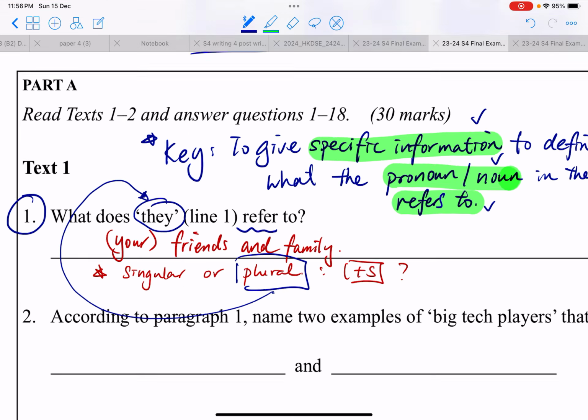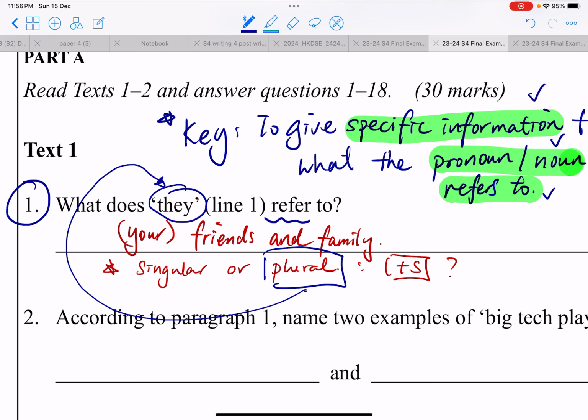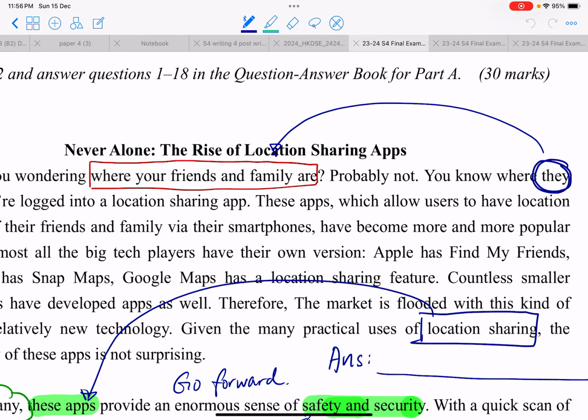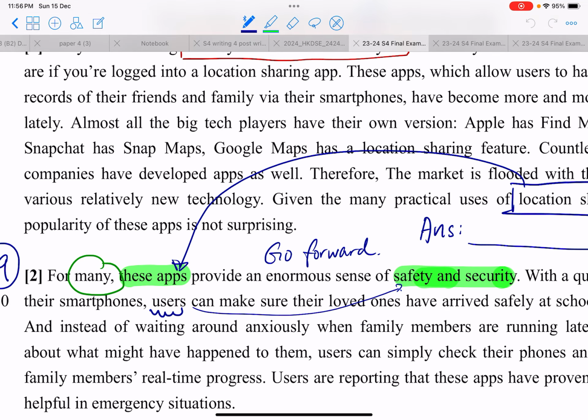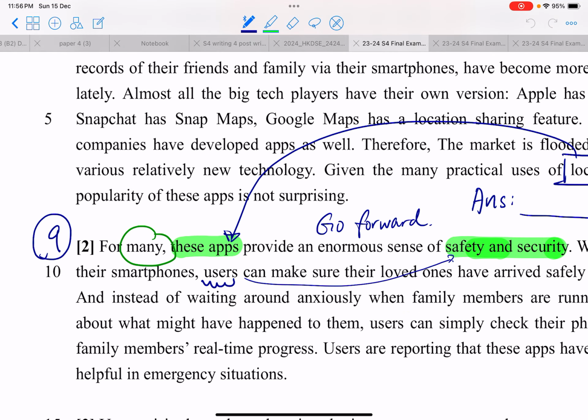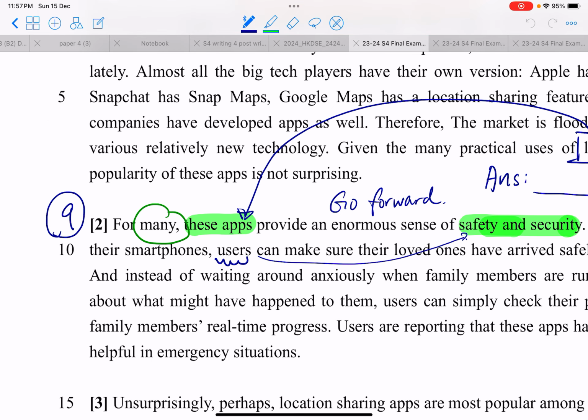So when we answer, we have to pay attention. If the pronoun or the noun is actually a plural pronoun or noun, make sure you have S. So sometimes we find reference questions difficult. Why? If we look at line number 9, for the word "many", what does "many" refer to?